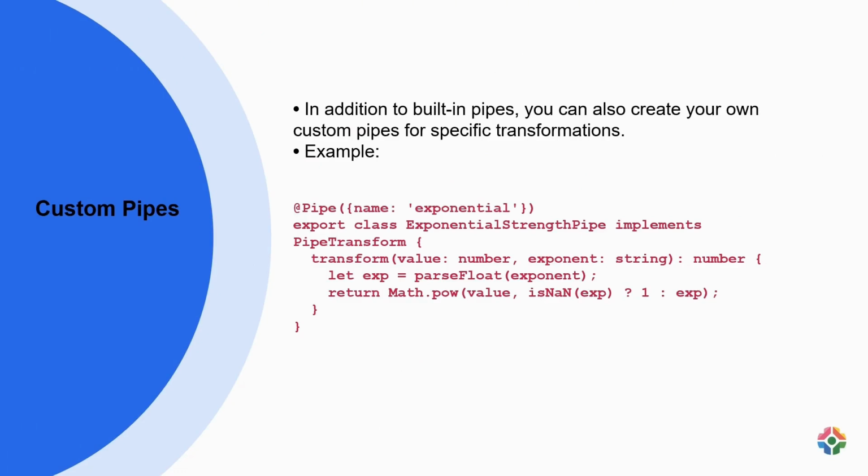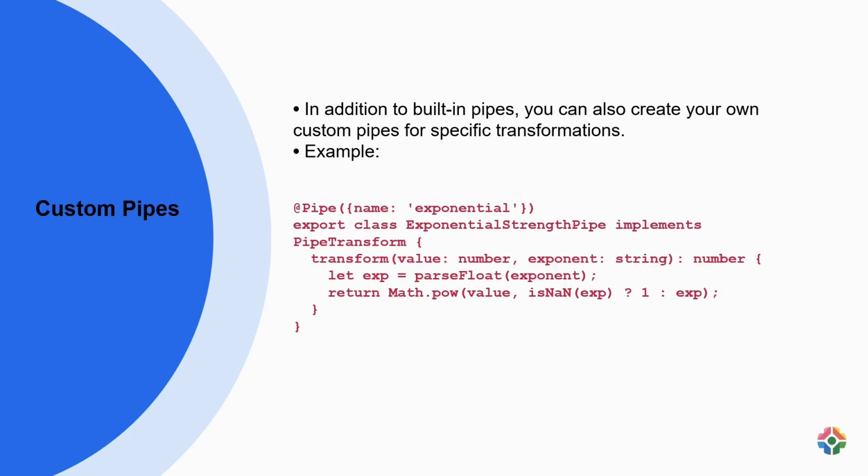Custom pipes in Angular allow developers to create personalized transformations for data. In the provided example, a custom pipe named exponential is illustrated. This pipe takes a number and an exponent as input, then calculates the exponential value of the number based on the provided exponent. To create a custom pipe, you need to define a class that implements the pipe transform interface. Within this class, the transform method is implemented to perform the desired transformation.